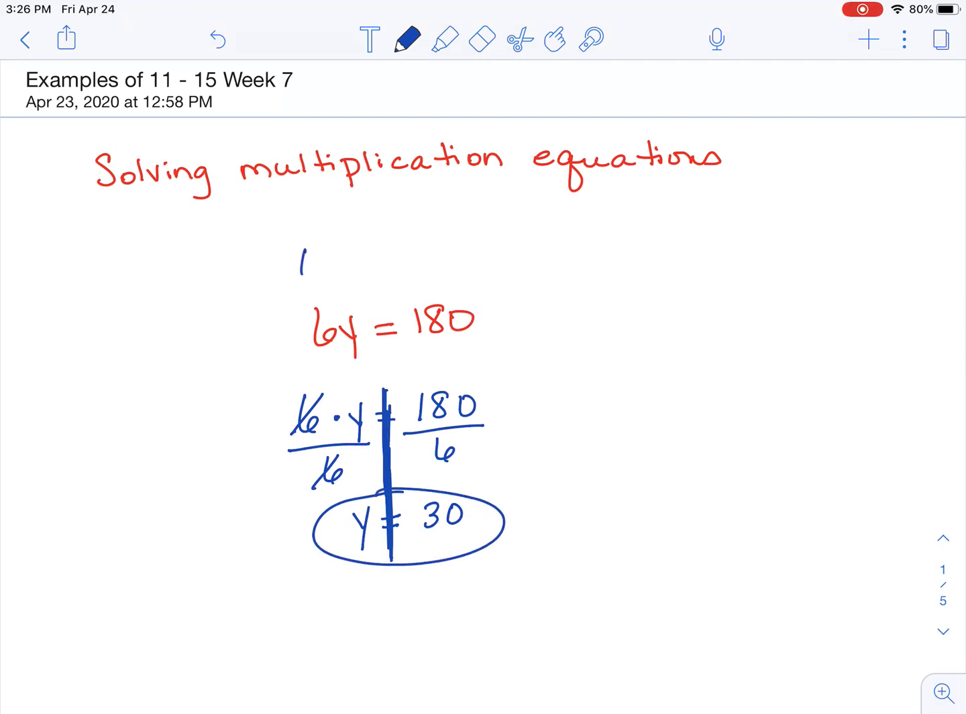And then I can check it. I can plug it back in here, 6 times, instead of y, we would say 30. Does 6 times 30 give me 180? Yes, it does. But this is my answer. Y equals 30. And we get that by doing the opposite.